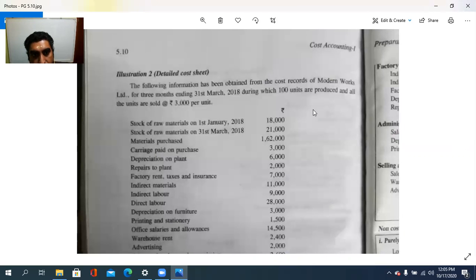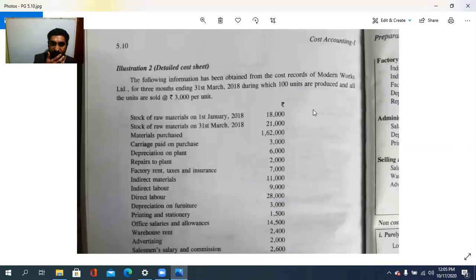So, the detailed cost sheet. The following information has been obtained from the cost records of Modern Works Limited for 3 months ending 31st March 2018, during which 100 units are produced and all the units are sold. So 100 units, and at 3,000 per unit, it is sold. So 3,000 into 100, how much is it? 3 lakhs is the total sales amount.